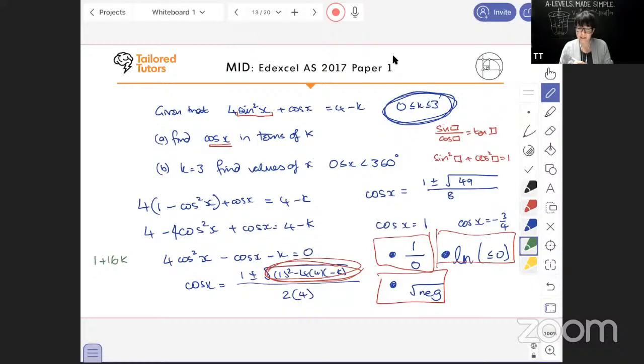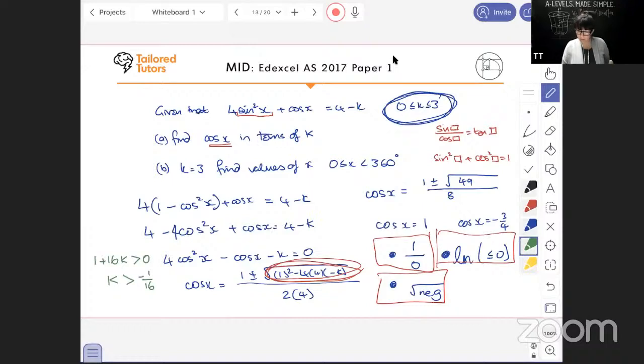Is it 1 plus 16k, the discriminant? Did I do that right? Yeah, b squared minus 4ac. So I need to have that bigger than 0. My k has to be something that makes that bigger than 0. Has to be. So that means that k has to be bigger than minus 1 over 16.